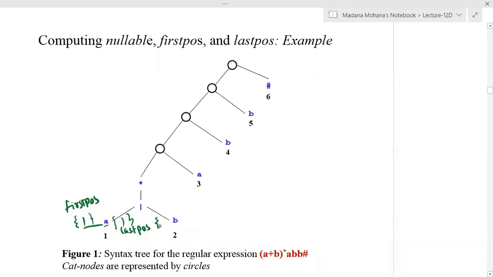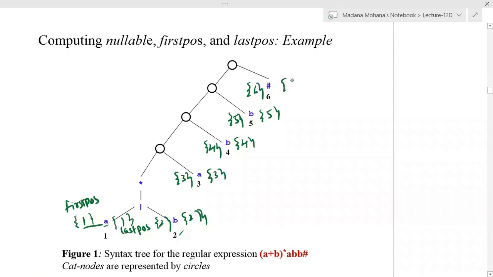Then for node B, the first position value is 2, so 2 itself. Last position is also 2. For all leaf nodes, you can write first and last position. For this node A, the first position is 3, the last position is 3. For node B, the first position is 4, then the last position is also 4. For node B, this one, the first position is 5, then the last position is 5. For node hash, the first position is 6, then the last position is also 6. Now for all leaf nodes, the first and last position values are calculated and represented.